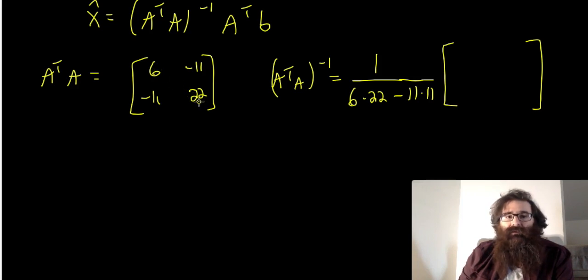On the main diagonal, we swap those entries. Off the main diagonal, we negate those entries. So flip the sign.